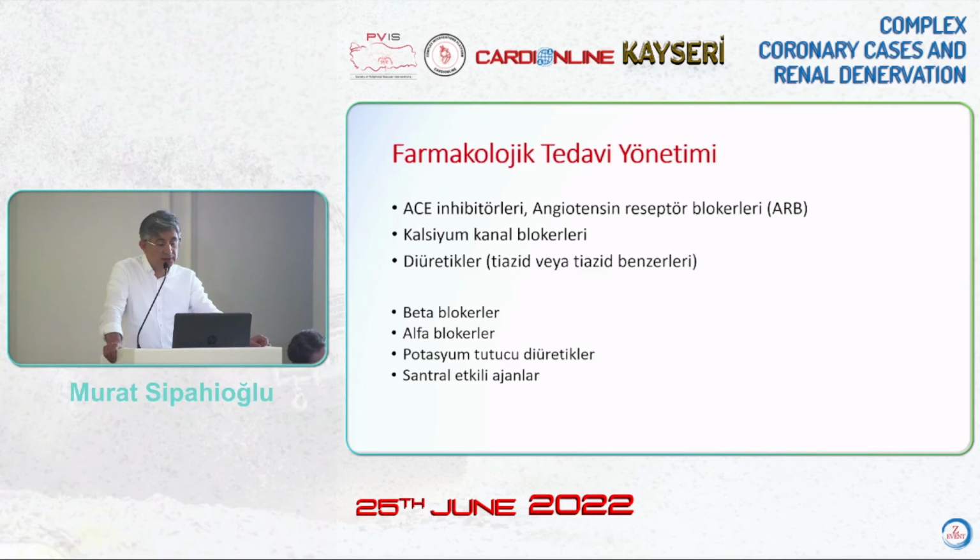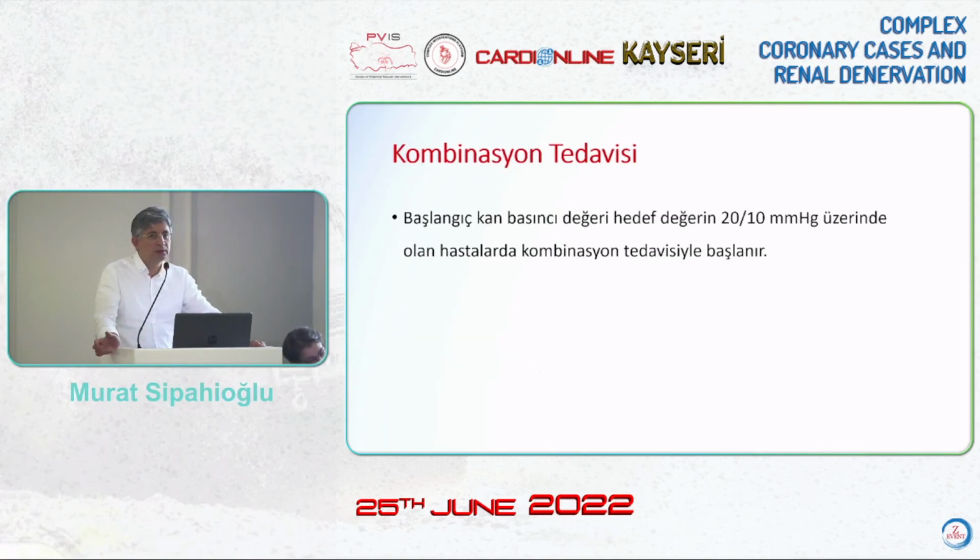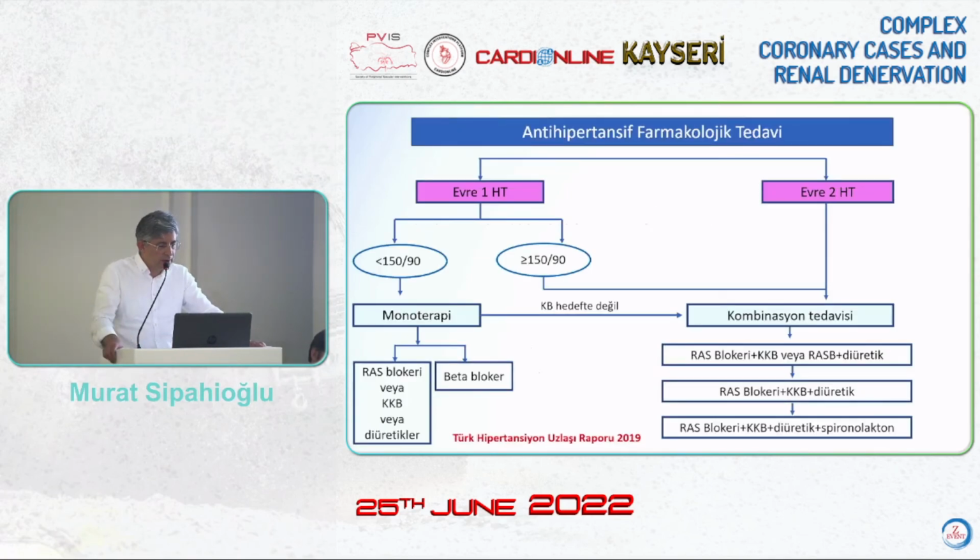If there is not enough response to the treatment, and in the special indications, beta blockers, alpha blockers, potassium-sparing diuretics, and central agents can be added to treatment. And combination treatment is important. I'll talk about mono treatment as well, but in the last guidelines, combined treatment is there, and if you cannot achieve a 20/10 mercury decrease, we recommend this. It's a potent effect, and the side effects are lower than with monotreatment.